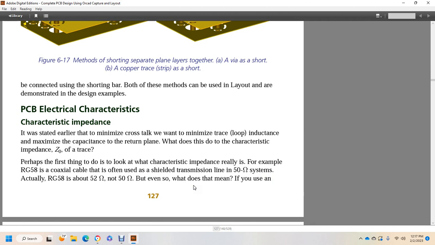Alright, PCB electrical characteristics: impedance. We stated earlier that to minimize crosstalk, we want to minimize the loop and the inductance, and maximize the capacitance of the return plane. That does this, but what does this mean for the characteristic impedance of the trace? Perhaps the first thing to do is look at the characteristic impedance of a cable. For example, the RG58 coaxial cable is often covered as a shielded transmission line. A 50-ohm system, but the RG58 is about 52 ohms, not 50 ohms. But even so, what does this mean?